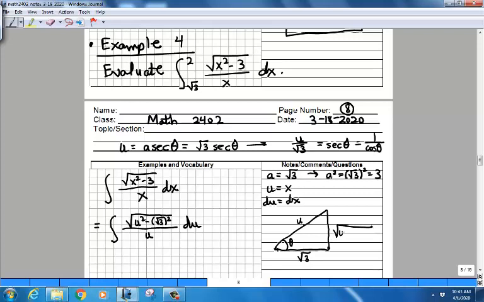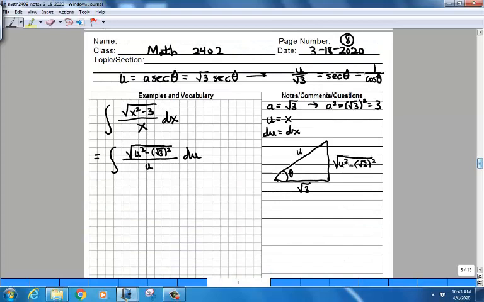It's going to be the square root of u squared minus the square root of 3 squared. All right, so we want to keep this representative triangle in mind for later in the problem. Now, let's see what happens when we make our substitution for u. We're going to get kind of a big mess here.